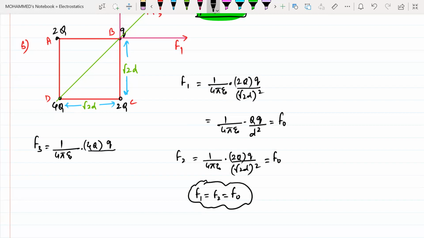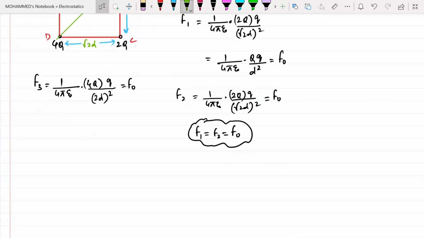Under root of 2 square D plus 2 square D, that is 2 into 4, 4D only. Under root of 4D, which is 2D. So this will become 2D into whole square. 2 square is 4 and this is 4. This is also coming out as F naught.